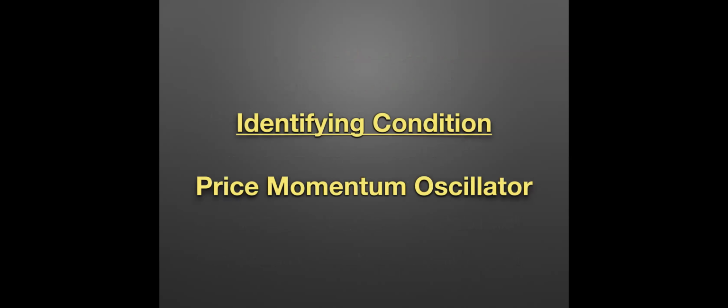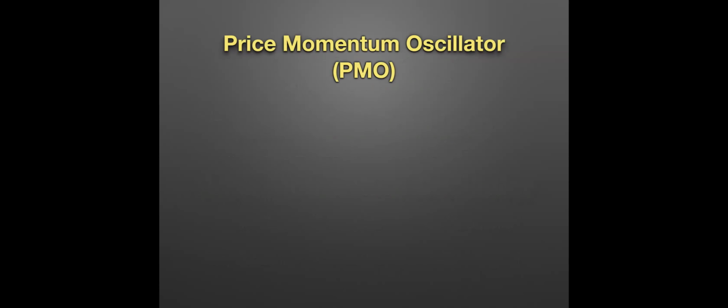So let's identify the condition, and we're going to do that using my price momentum oscillator. But let me tell you about the PMO before we go look at the charts. It's a rate of change ratio. So it is a momentum indicator, which are rate of change ratios. But we do use a ratio, and so that does normalize the indicator. And therefore, you can use it for historical comparisons.